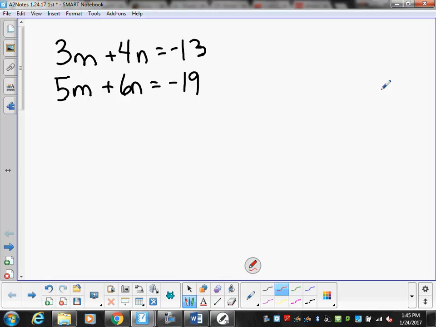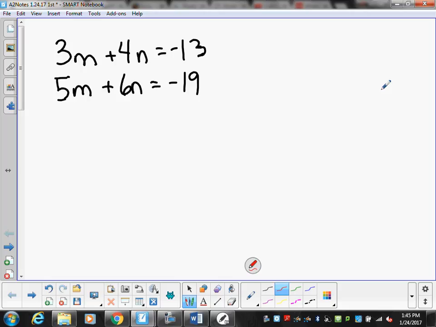Hey, let's focus on this. All right. Because there's not a common coefficient on m or n, we need to decide which variable you want to eliminate. Do you want to eliminate the m or the n? The m. All right.